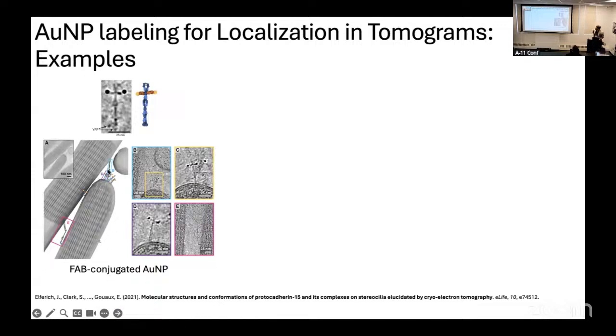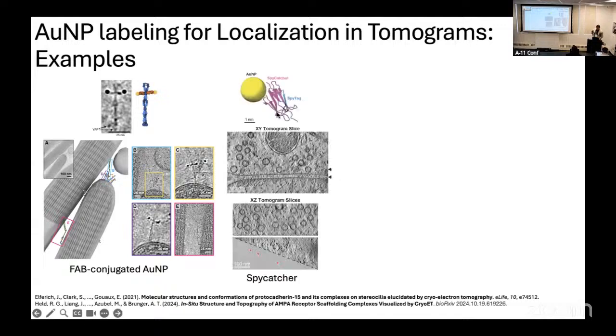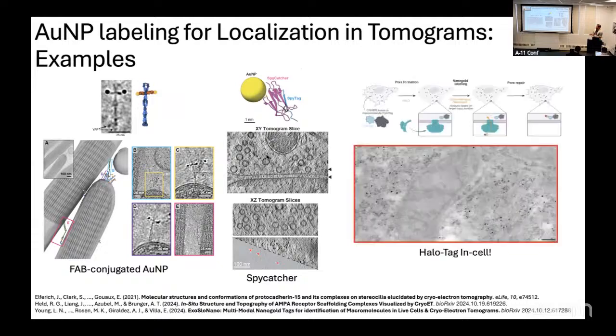I can't pronounce his name, but he has been adding Fabs to gold nanoparticles, and this is on primary cilia. He's able to look at the connection between the cilia tips using this, localize, and get a subtomogram average using the localization. This is a recent one where they looked at synapses and used a SpyCatcher tag. They expressed their protein with a SpyTag on the protein, and you're able to get around the need to use the Fabs.